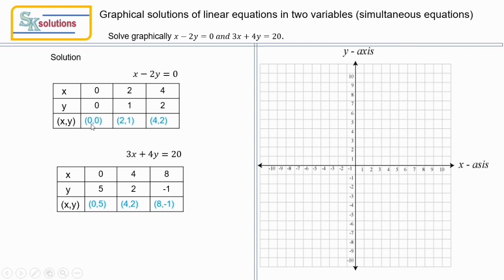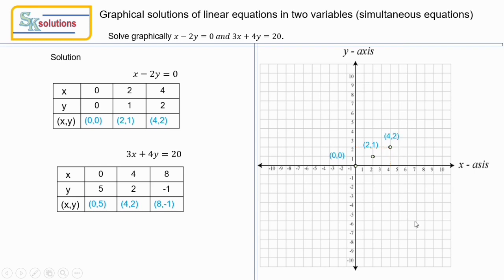The first point is (0, 0). Where is (0, 0)? 0 on x-axis and 0 on y-axis. So the point (0, 0) is here. Next point is (2, 1), from 2 on the x-axis and from 1 on the y-axis we mark the point (2, 1). Now the next point is (4, 2). From x-axis 4 and from y-axis 2 we get the position of (4, 2), and this is (4, 2).